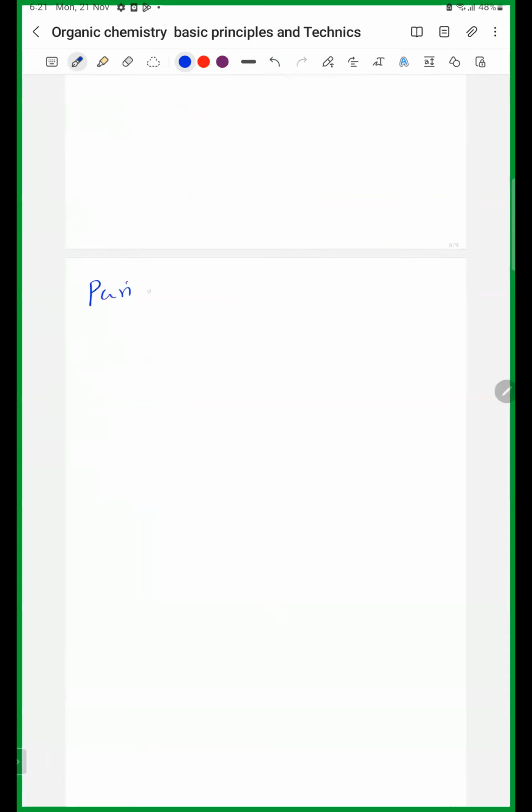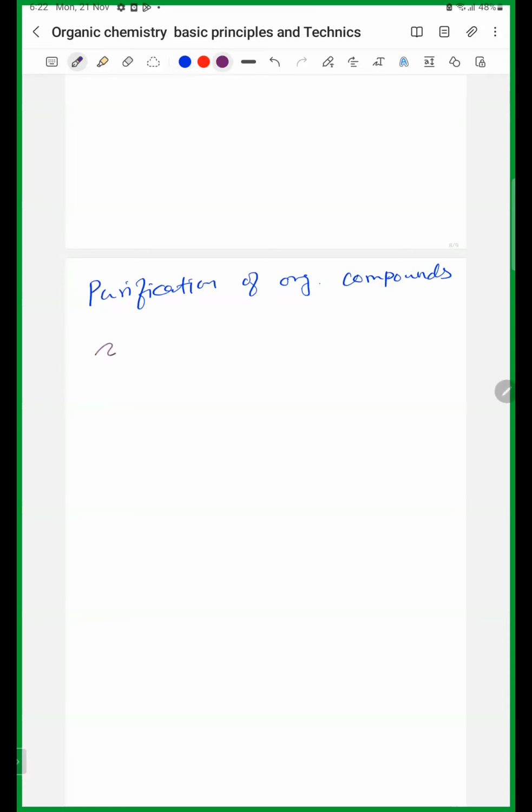Purification of organic compounds. Whatever organic compound we get from a natural source, or synthesize in the laboratory, will contain impurities. So you have to purify it for industrial application, or if you are using it in medicine, it should be pure. So what are the methods available for purification of organic compounds?